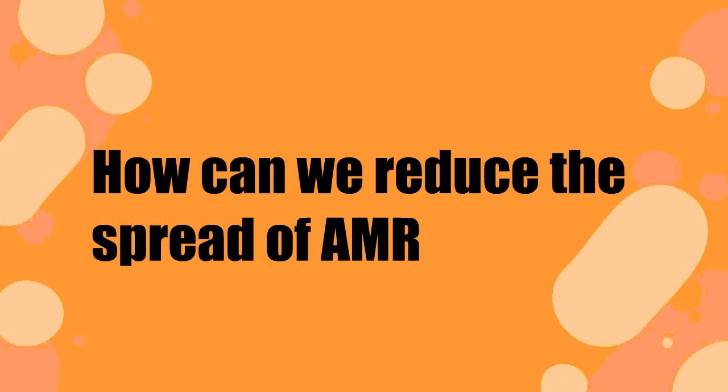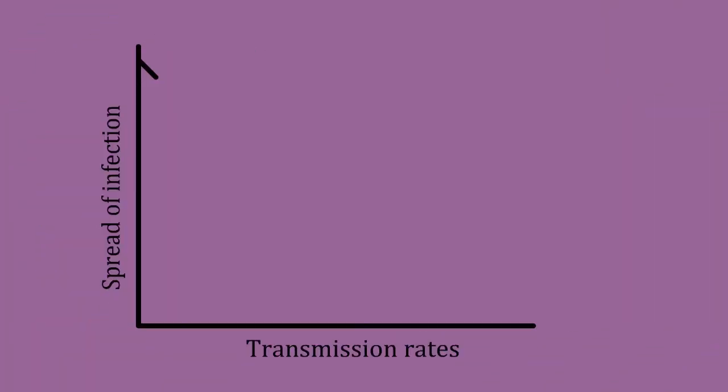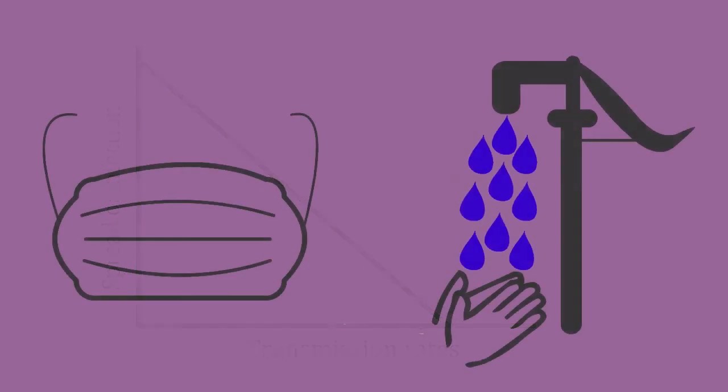So how can we reduce the spread of AMR? Well, one way is improving infection prevention. Reducing the spread of infections can help decrease the transmission rate of infectious diseases. This can be done by improving hygiene levels in healthcare settings, such as good hand hygiene and an effective infection control plan. This is important as healthcare settings are a high-risk environment for the spread of infections.